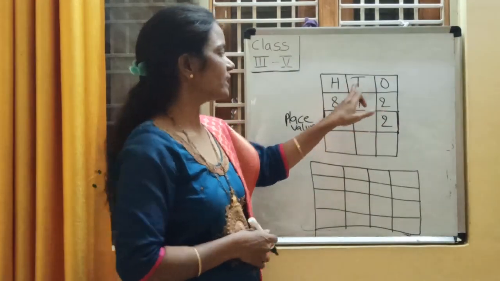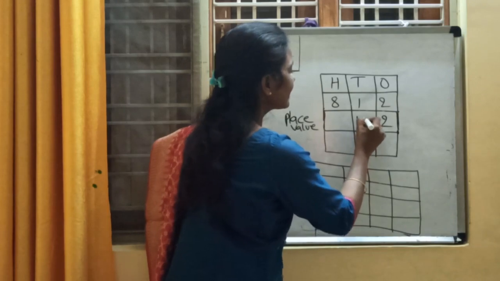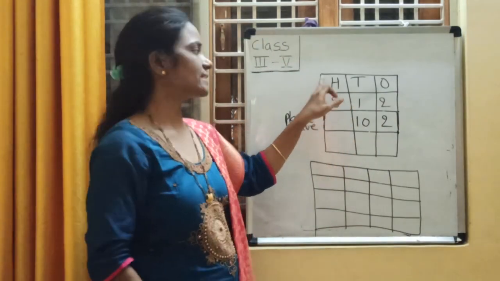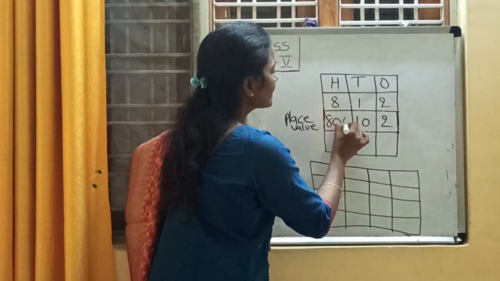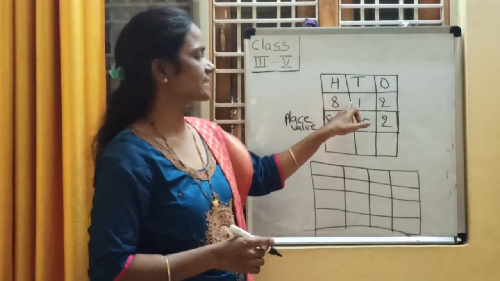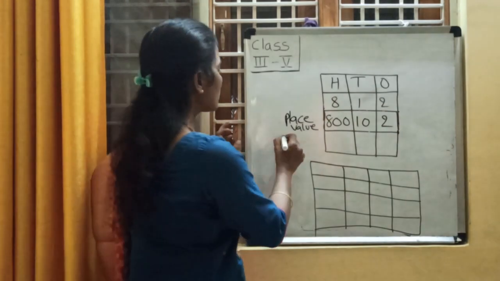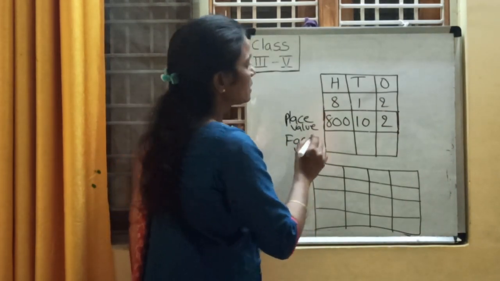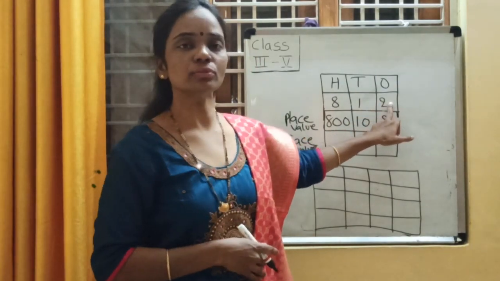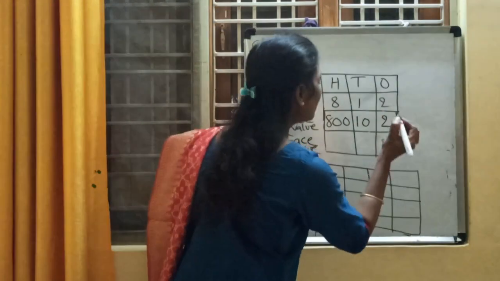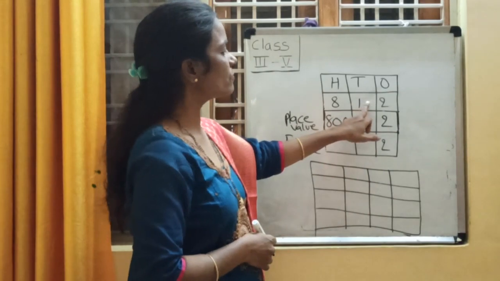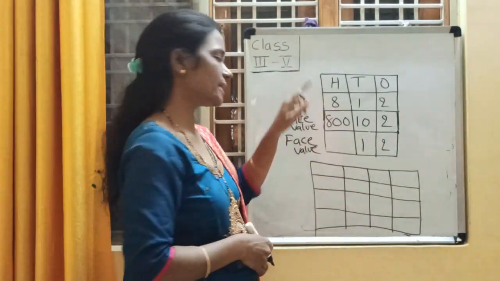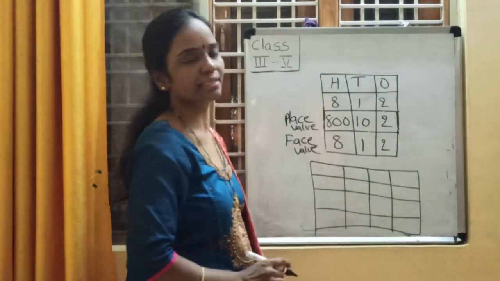1 is in 10's place. 1's place value is 1 into 10, 10. 8 is in 100's place. 8's place value is 8 into 100. 800 is the place value of 8 in this 3-digit number. Now write down the face value. What is the face value of 2? The same number, 2 only. What is the face value of 1? 1. What is the face value of 8? The same number will come, 8 only.